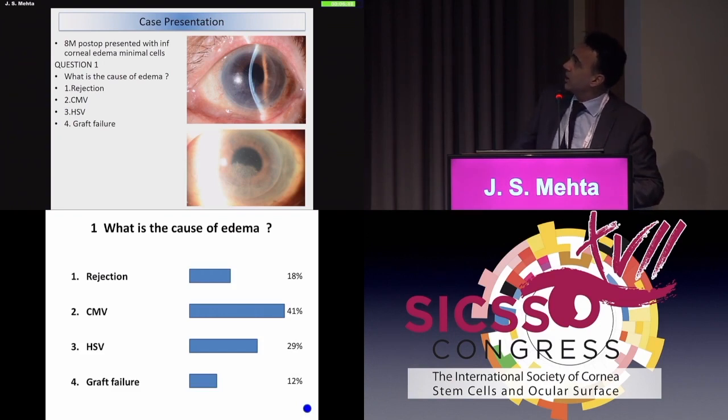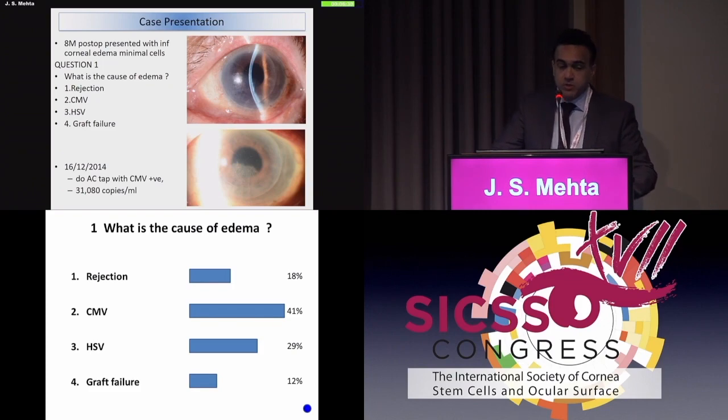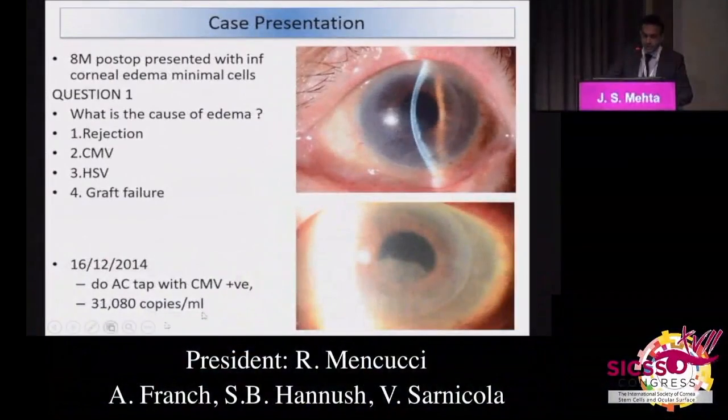Okay, so we have rejection, CMV 41%, 29% HSV, and 12% graft failure. Most of you probably picked up on the fact he's Chinese, and Chinese have a higher rate of CMV. It's a bit early for graft rejection following DSEK, so we did an AC tap, and he had a 31,000 copy number. So of course the diagnosis is CMV. It's very typical: inferior edema, these brown pigmented lesions in the anterior chamber, with very minimal AC reaction.